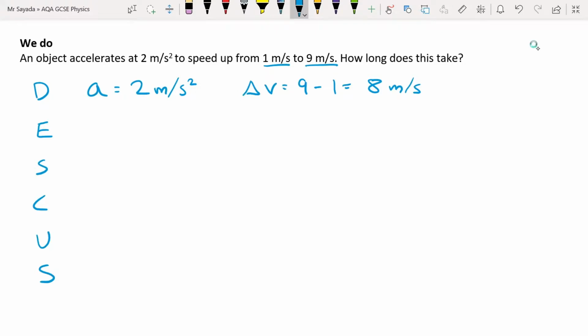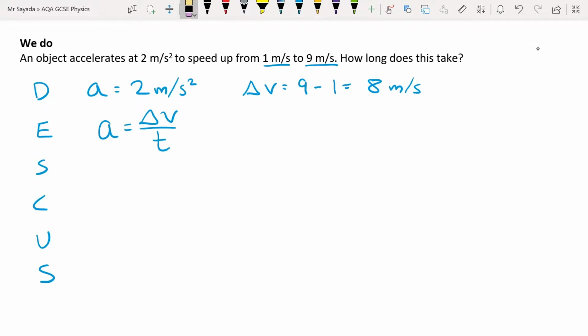Now that I have my data, I can do the rest of the question. What does E stand for? Equation. And what is the equation for acceleration? You should have said acceleration is change in velocity over time. What's the change in velocity here? Let's do the substitution now.